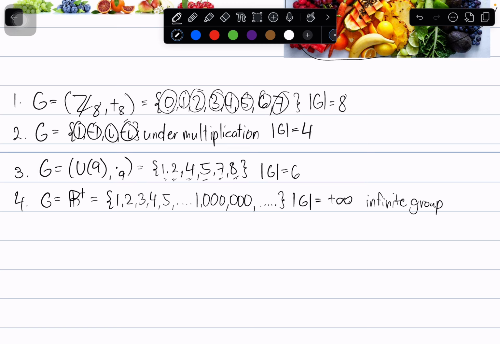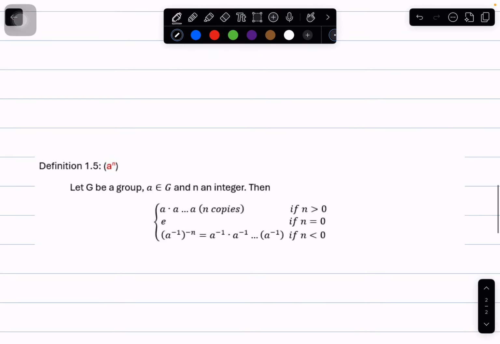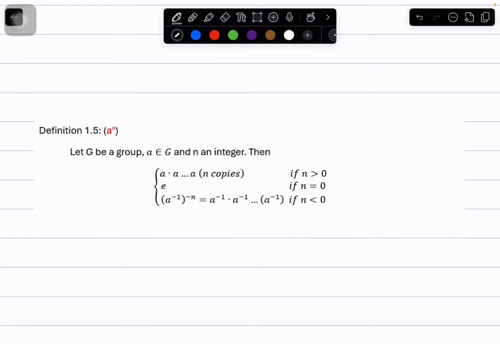But that is not the focus of our topic today. So now, let's move on to definition 1.5, where a raised to n. Let G be a group, a is an element of G, and n is an integer. Then a raised to n is a times a times a, n copies, if n is greater than 0. You will get the identity element if n is equal to 0.